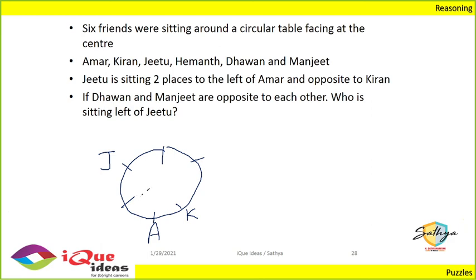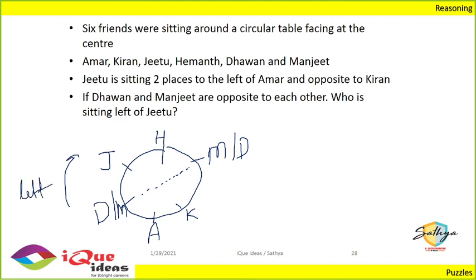There's only one set of places left where 2 people can be opposite. So either this is Dhawan and this is Manjeet, or this is Dhawan and this is Manjeet. The only person left is Hemant, who has to be here. Now the question is, who is sitting to the left of Jitu? So following the clockwise direction, for Jitu, this is left and that is Hemant. So Hemant is sitting left of Jitu.